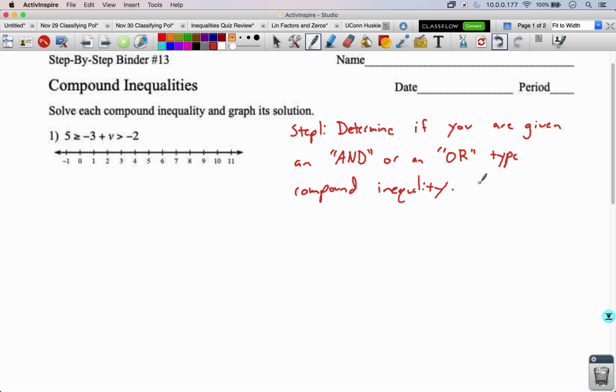Either it will say one of those words and you should maybe circle it so that you remember which type you're dealing with, or if it's a single line like we see in problem number 1, that's automatically an and type. So let's write that. Single line inequalities are and types.